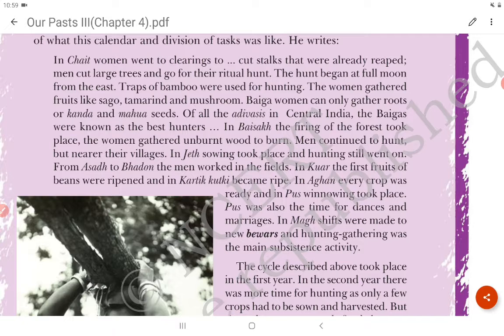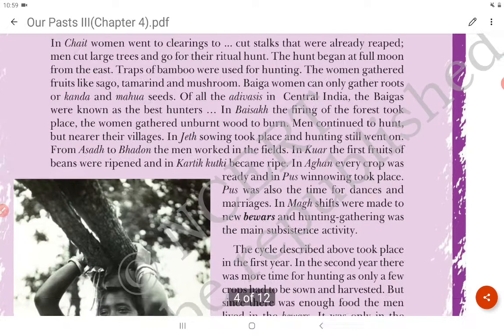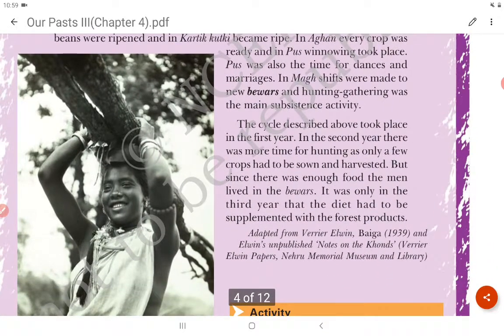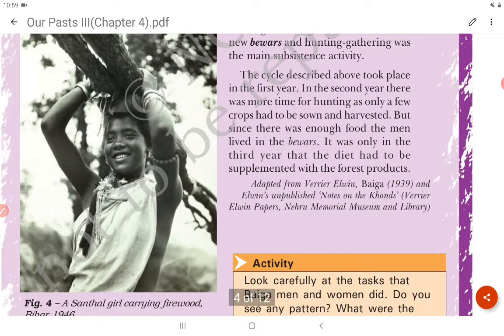In Aghan, every crop was ready, and in Pus, winnowing took place. Pus was also the time for dances and marriages. In Magh, shifts were made to new bewars, and hunting and gathering was the main subsistence activity. The cycle described above took place in the first year.